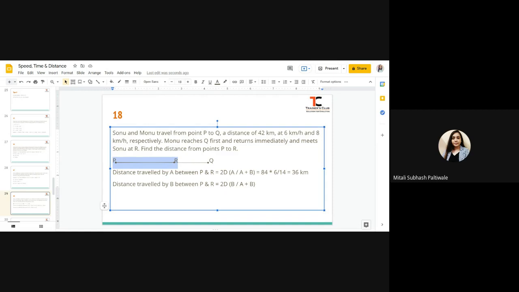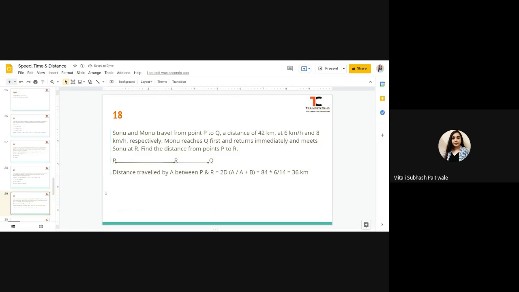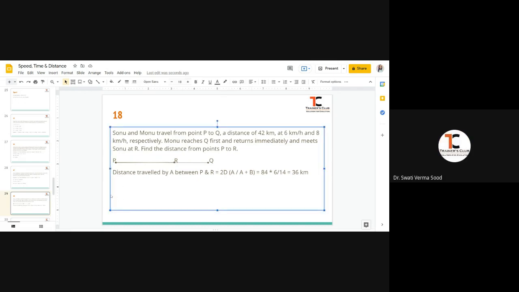So we have found out that there is a distance of 36 kilometers, but in case B was Monu, there is no need of finding the distance traveled by Monu. Okay, so that's it. Monu is reaching Q and returning back. Yes, ma'am. Now it is clear.